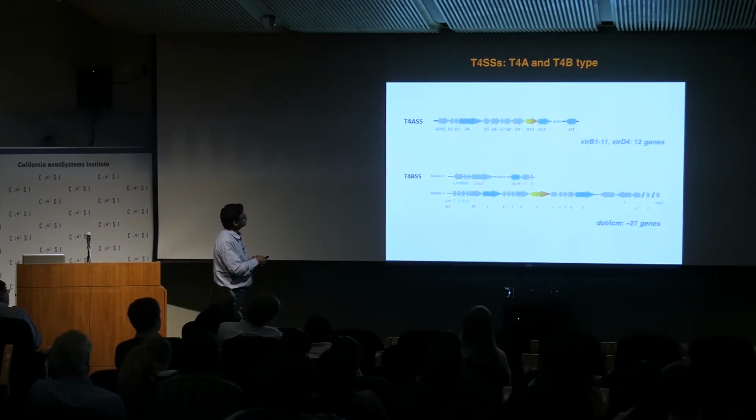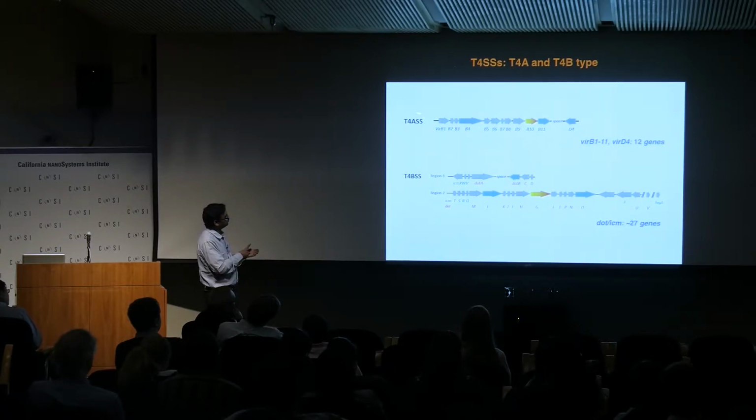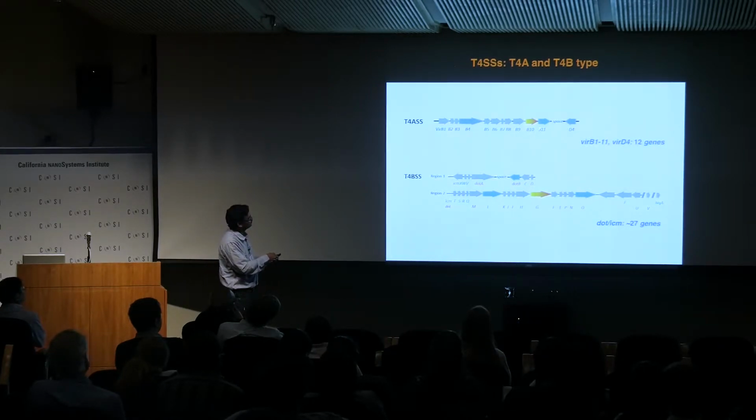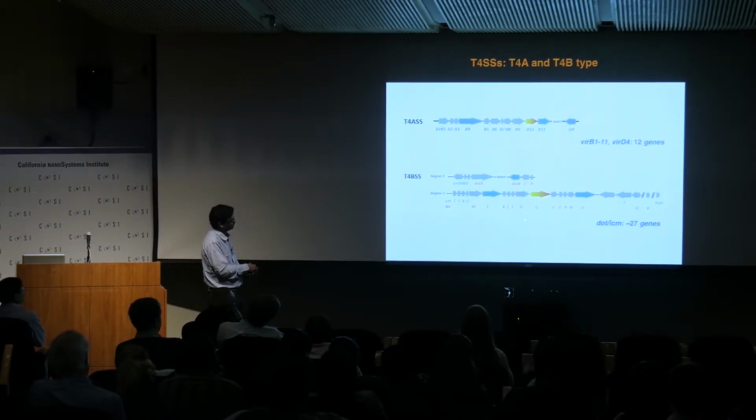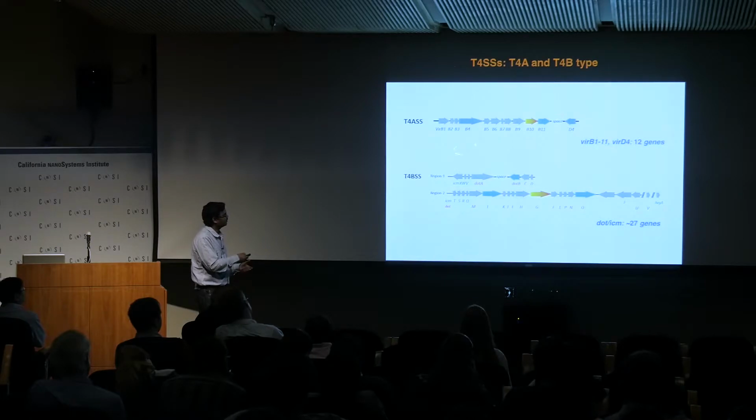Both the systems are driven by 3 ATPases, which are colored in blue. And although both of them are type 4 secretion system, the only real homology between the 2 systems comes in this protein, which is called VirB10 in type 4A secretion system and DotG in type 4B secretion system. So this has 12 components, this has 27 components, but really one protein is shared between the 2 systems.